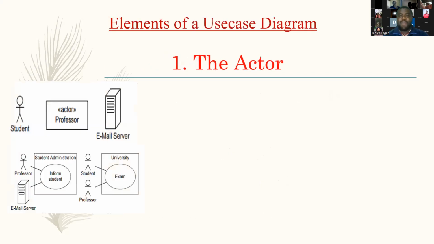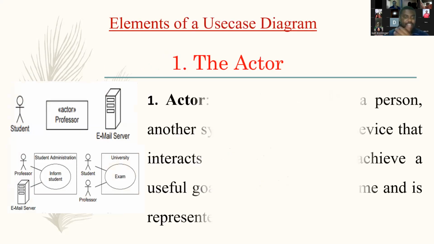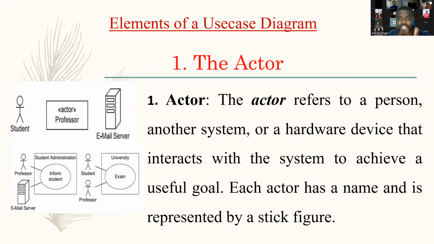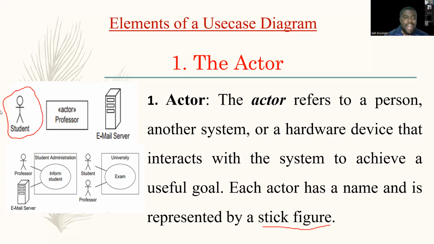Now, the elements of a use case diagram, we have the actor, as you can see. An actor refers to a person, another system, as we said, a hardware device that interacts with our system to achieve a useful goal. Actors can be represented using various representations. In fact, three. But basically, they are represented using stick figures. As you can see here, actor. An actor has a name. All actors have a name and are represented by a stick figure.